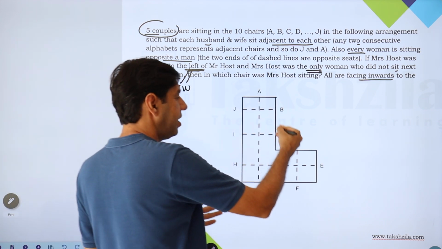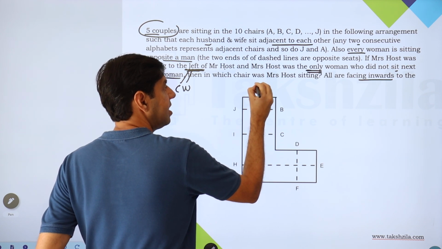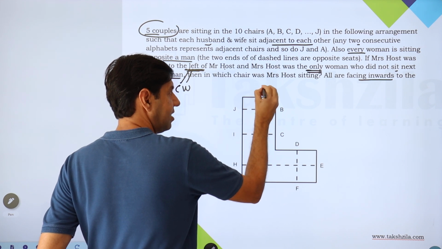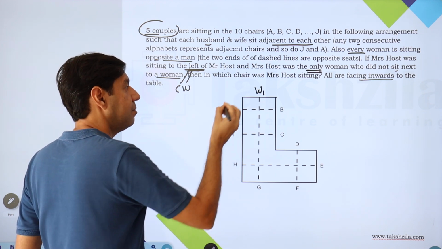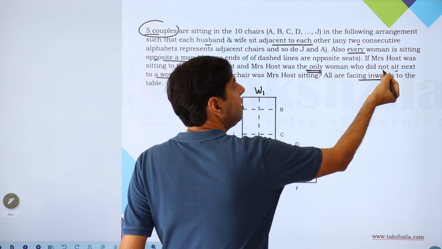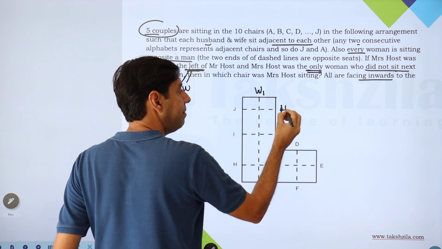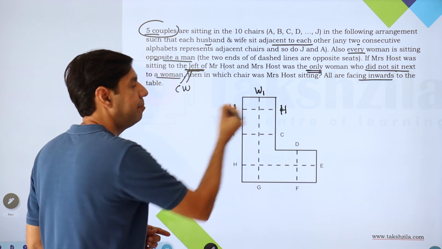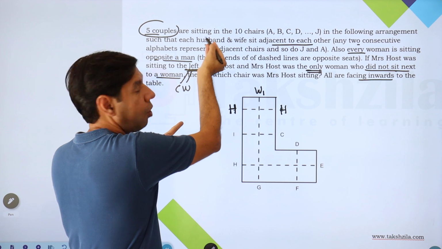So you could go methodically A, B, C, D. For example, if you would have started over here, so this is the place where Mrs. Host is sitting. Okay, so this is your assumption. So let's talk of Mrs. Host as wife 1. Then the moment you say wife 1, she is sitting where she did not sit next to a woman. So both of these have to be men. H represents men. But the moment you put them, how can a man be opposite a man? Then you will not be able to fit in all those conditions.